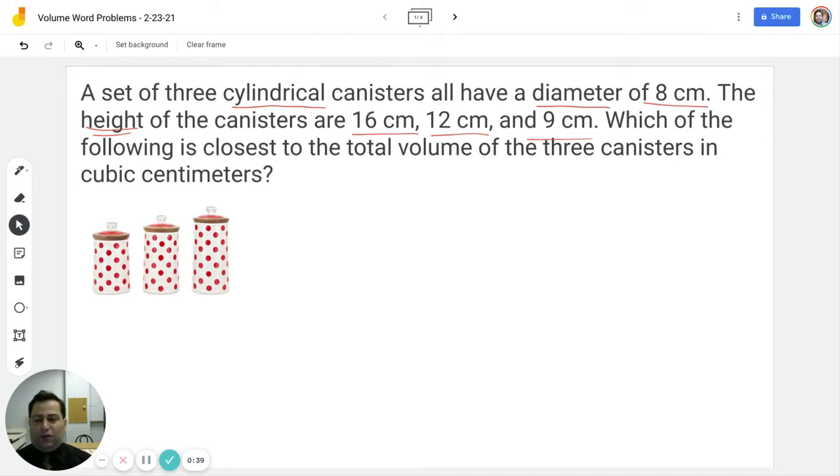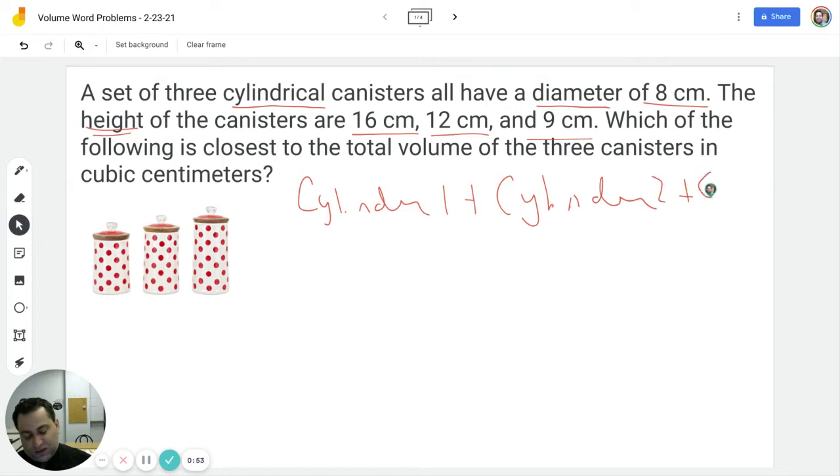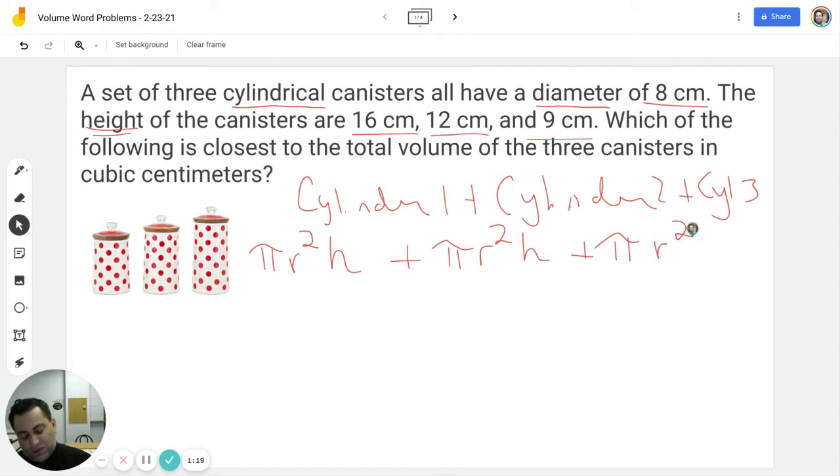So when thinking about this problem, we have a composite volume, right? Because we have cylinder 1 plus cylinder 2 plus cylinder 3. Well, the volume of a cylinder is the area of the base times the height. Well, the base is a circle, so we know it's going to be pi r squared times the height, plus pi r squared times the height, plus pi r squared times the height.